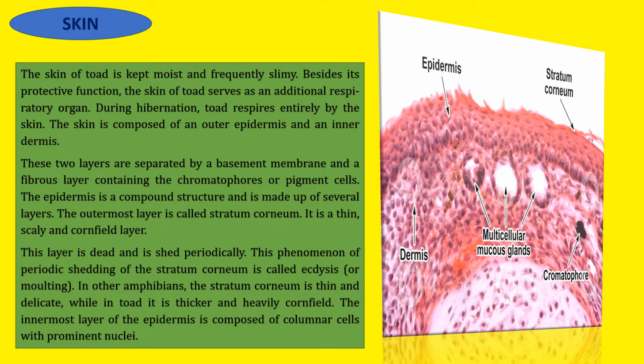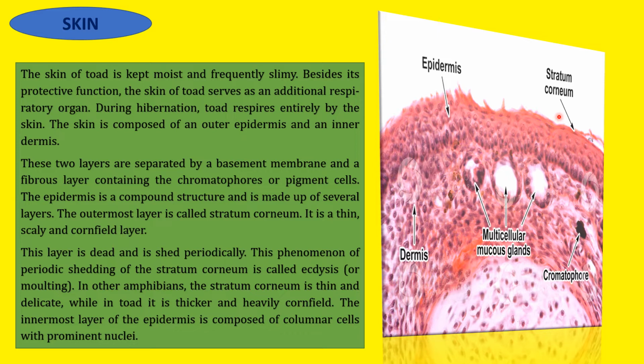So now this is Stratum Corneum. You can see this layer in the periphery is called Stratum Corneum. It is a thin layer, a scaly layer. That means it is made up of scale-like structures and is a corn-filled layer. You know the external structure of toad. Just remember this. It is full of corn-like structures, that means round-shaped small corn-like structures. So this is the layer, stratum corneum, that consists of these corns.